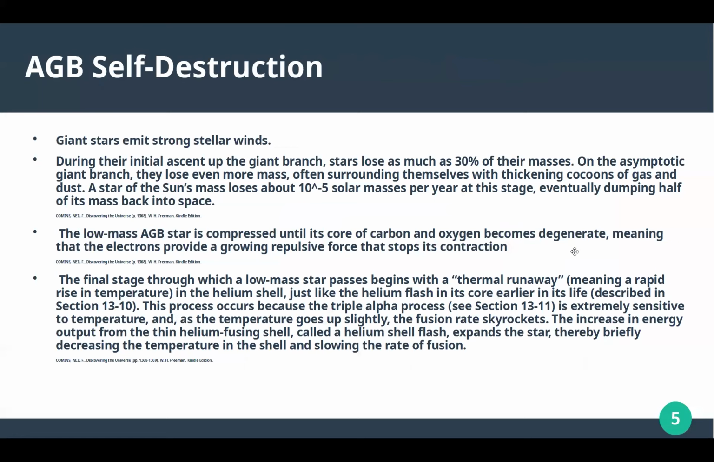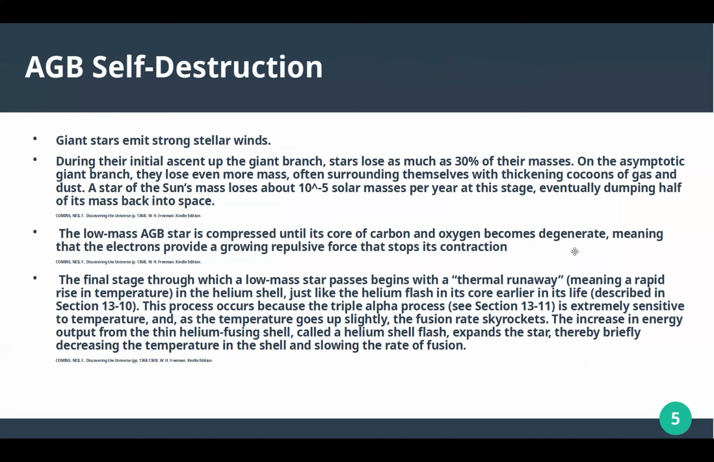AGB self-destruction. Giant stars emit strong stellar winds. During their initial ascent up the giant branch, stars lose as much as 30% of their masses. On the asymptotic giant branch, they lose even more mass, often surrounding themselves with thickening cocoons of gas and dust. A star of the sun's mass loses about 10 to the negative fifth solar masses per year, eventually dumping half of its mass back into space. And I don't think it's actually 1/10,000th, I think it's 1/100,000.